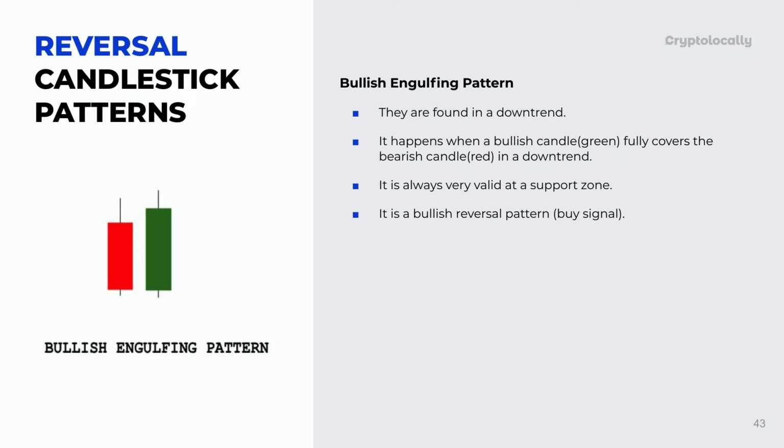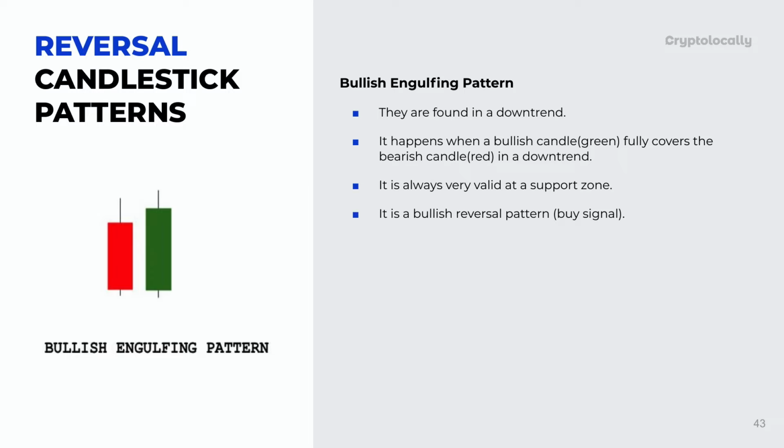Next one, we have the bullish engulfing pattern. Bullish engulfing patterns, we see them very often. They are found in a downtrend. So if you have been having a downtrend and you see this formation, when the green candle is bigger than the red candle in a downtrend, it means there's about to be an uptrend.